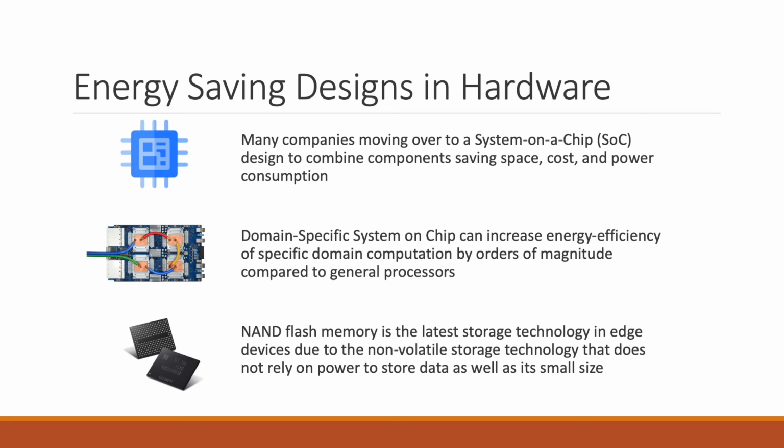Another big problem is the energy waste and inefficiency of the edge hardware. To overcome this, many companies are moving towards using SoC designs to combine components to save space and cost and also improve power consumption. Additionally, a domain-specific system on a chip can also increase the energy efficiency of specific domain computation by orders of magnitude compared to a general processor.